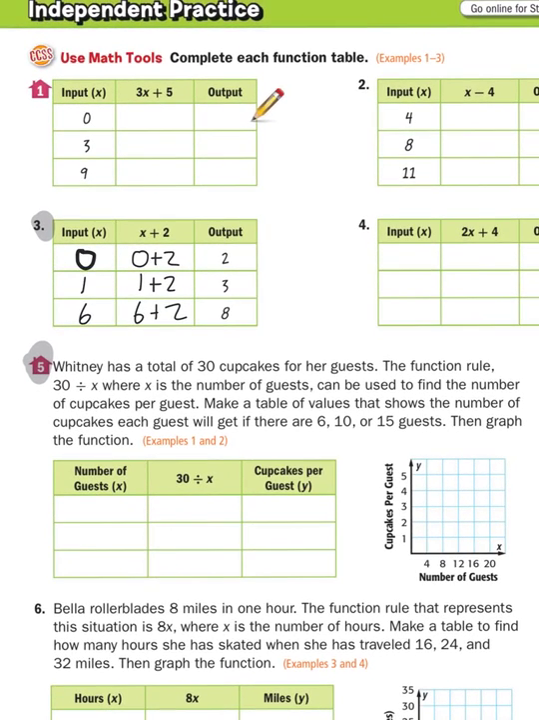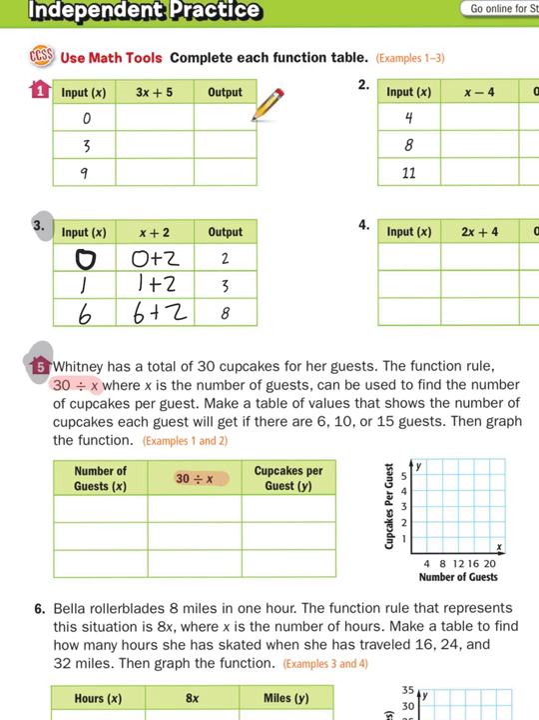So in 5, we are going to use the information in the problem to fill in this function table, and then we're going to graph the function table over here. So we'll start by reading it, and I'll highlight some important stuff for you guys. It says, Whitney has a total of 30 cupcakes for her guests. The function rule, 30 divided by x, where x is the number of guests, can be used to find the number of cupcakes per guest. Now, just so you know, that function rule is right here in the middle of the table.